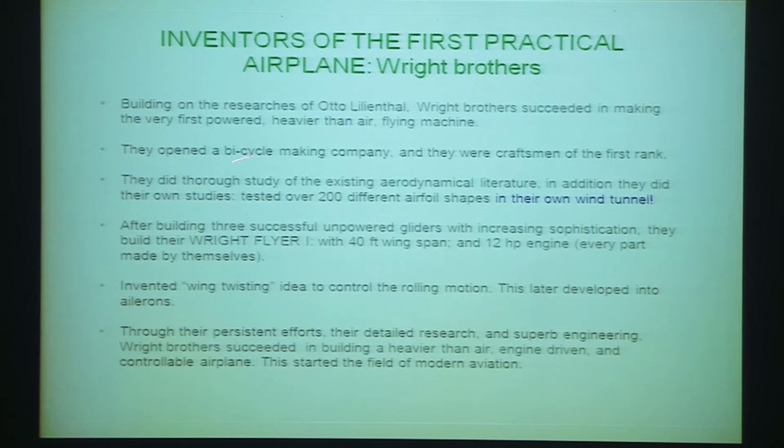Only then they put the engine on it, and the engine also they made themselves. A very important thing is the wing twisting idea to control the rolling motion. From the birds, actually, they learned: when a bird wants to turn from the straight course, it twists its wings. By wing twisting you can imbalance the lift on the 2 wings and tilt the aeroplane. I will explain how you can turn the plane using the wing twisting idea, and this is what made what is called ailerons in current aircraft. It is their idea.